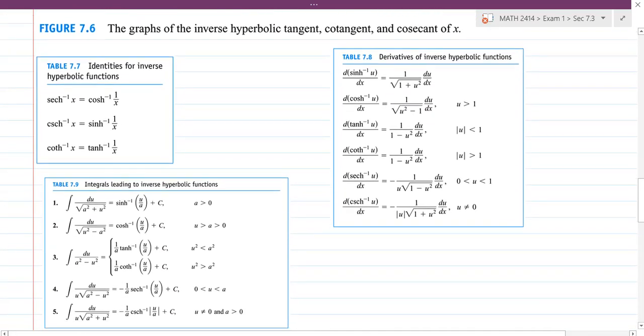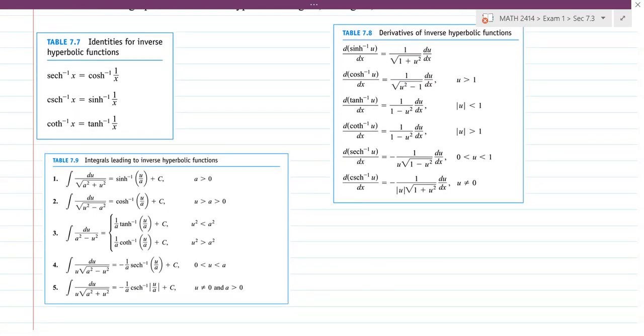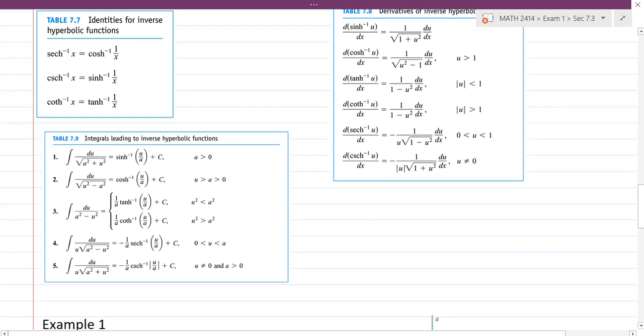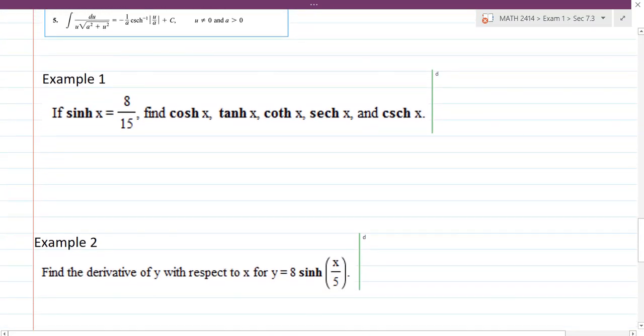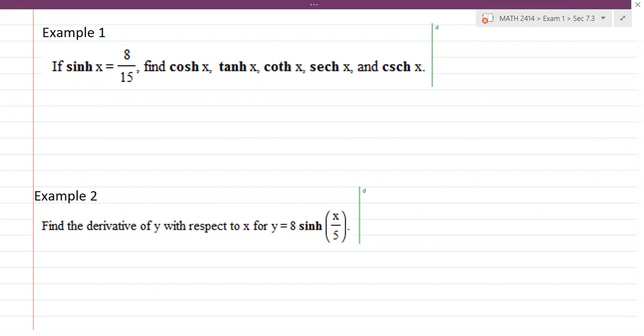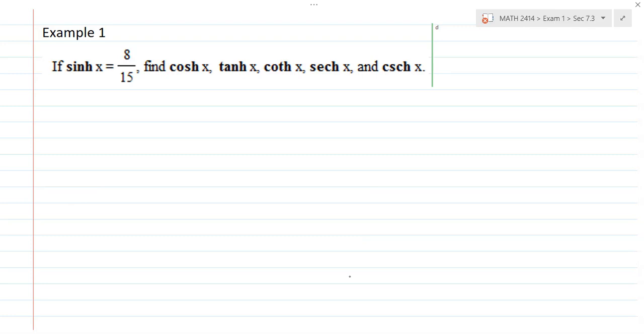And here we have identities for inverse hyperbolic functions. And then also integrals and derivatives for inverse hyperbolic functions. I'm not going to do a whole lot with those. The types of questions I'm going to ask you on the homework is just going to deal with some of the basic identities for the hyperbolic trig functions. So in example 1, we're told that if hyperbolic sine of x is equal to 8/15, we want to find the remaining 5 hyperbolic trig functions.